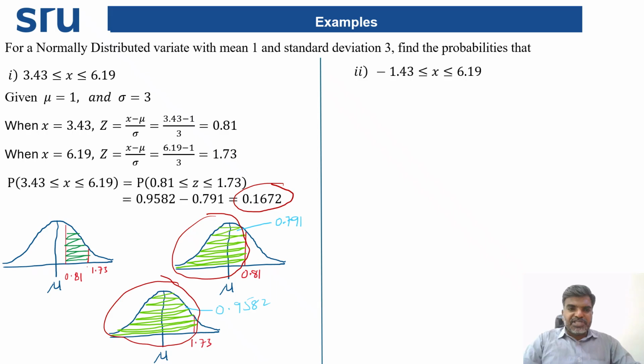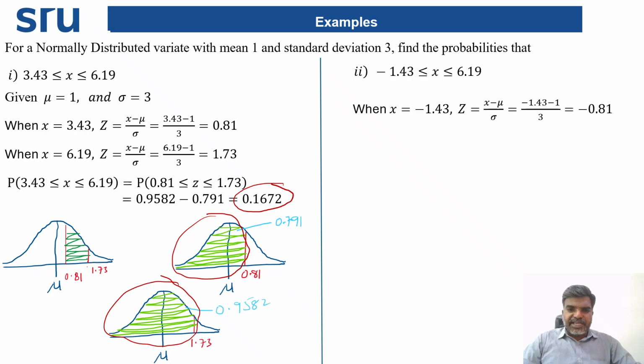So what is the procedure here? Once again, you can see we are converting x values into standard normal z values by using the simple formula z equal to x minus mu by sigma. To find the required probability, we are taking the area between the two z values with the help of the z table. Now you can see the second example here. Similar question.